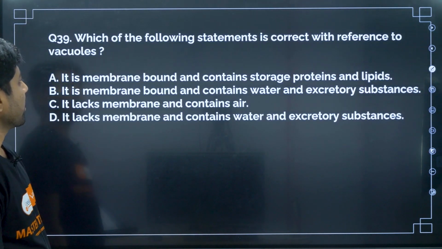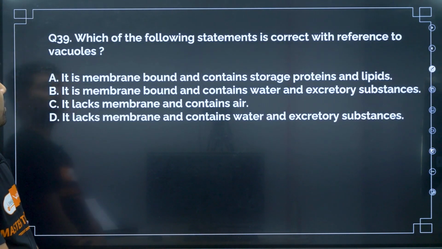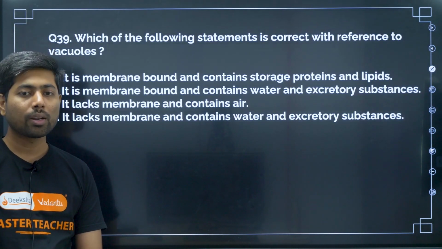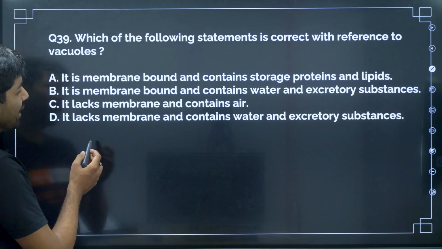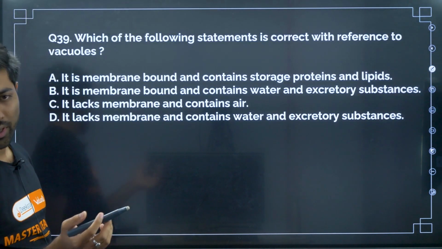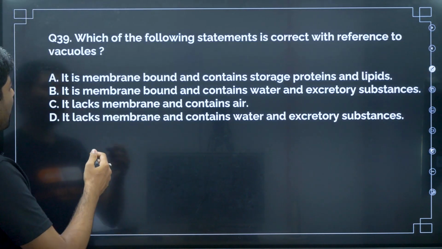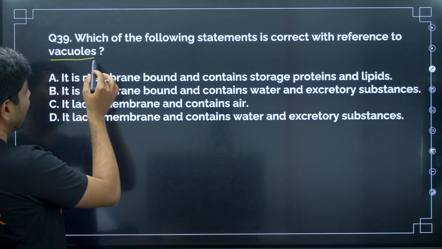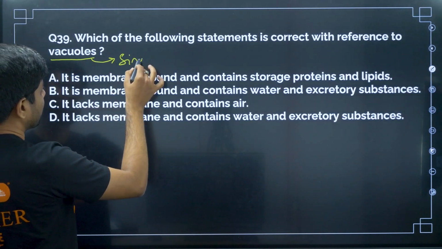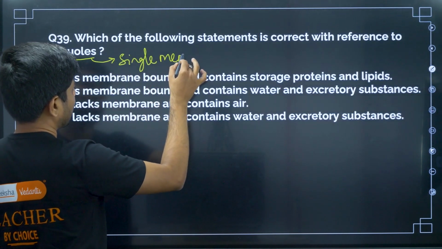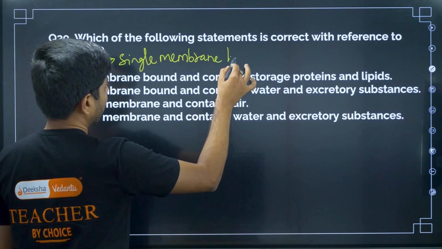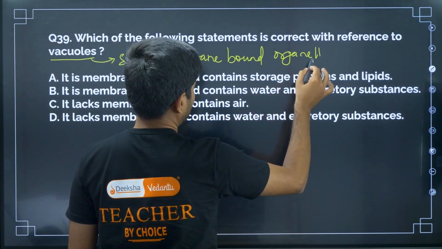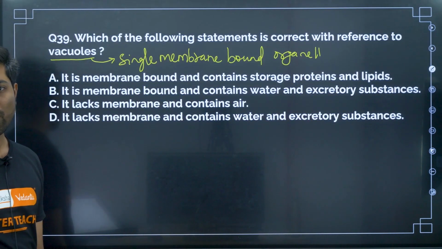Look at question number 39. Which one of the following statements is correct with reference to the vacuole? Now this question is from the cell, the unit of life, right? Vacuole, you see it in plant cells, mostly. You also see it in euglena, and in amoeba, right? Now vacuole is a single membrane bound organelle, right?